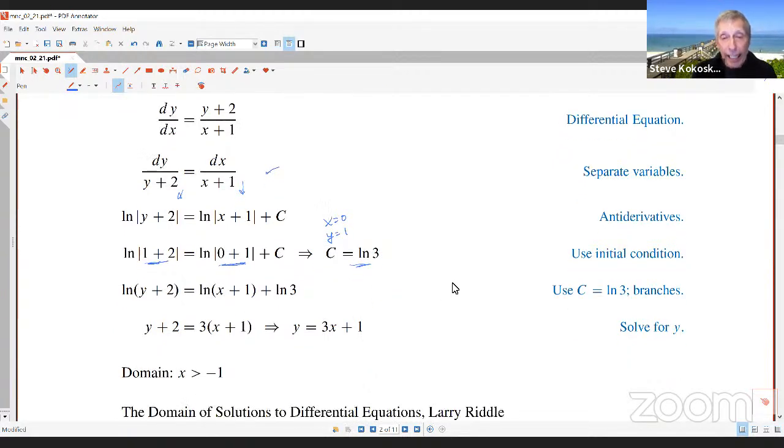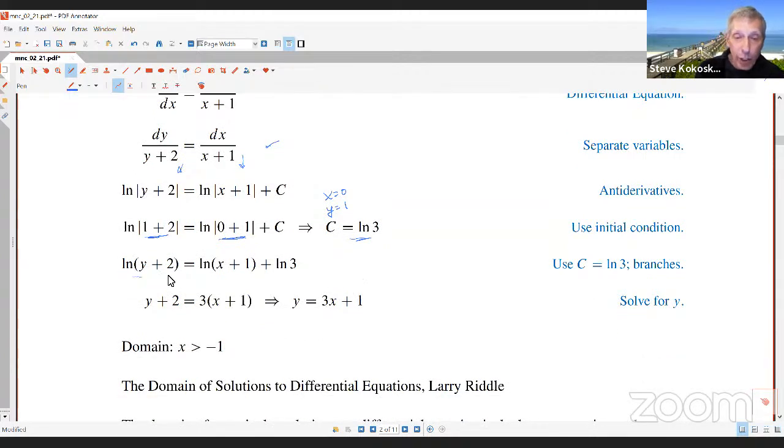I'm going to go back here and write these two log expressions without the absolute value symbols. And I'm going to do a little solving here for y. Let's see, how did I go from this step to this step? Well, a property of logarithms, and then I exponentiate both sides. And son of a gun, the solution to this differential equation is simply the equation of a straight line, y equals 3x plus 1.